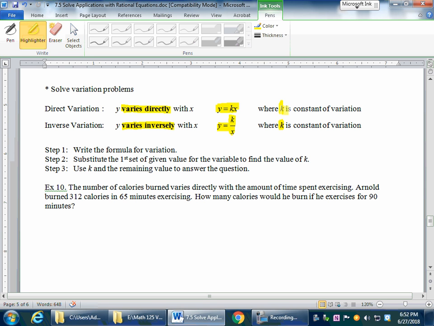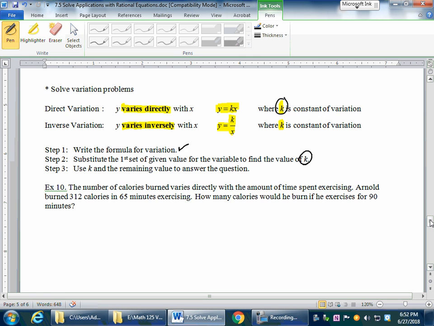So in the problems, it's always going to give you two sets of information. The first set of information will allow you to find this constant of variation. And then in the second set of information, one of them will be missing, which they're asking you to look for. So the first thing that we need to do is write the variation formula and then substitute the first set of values to find out the k, and use this k to answer the remaining questions.